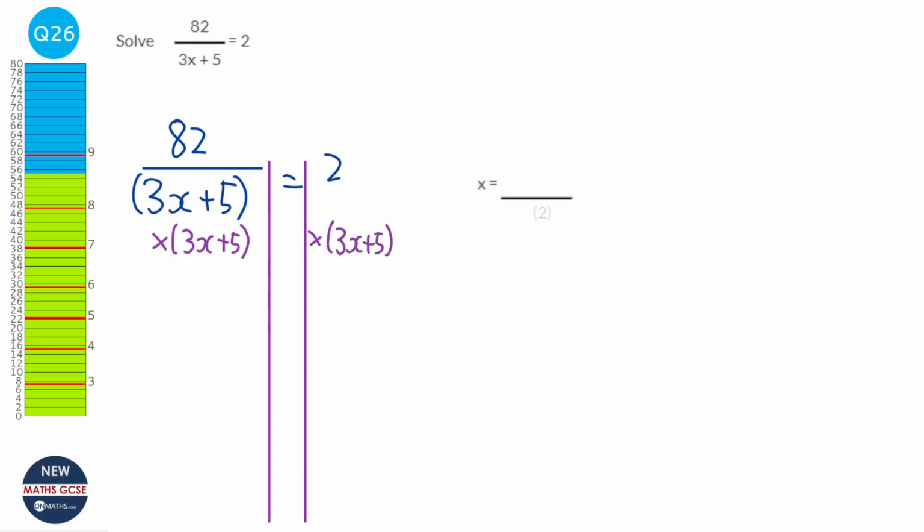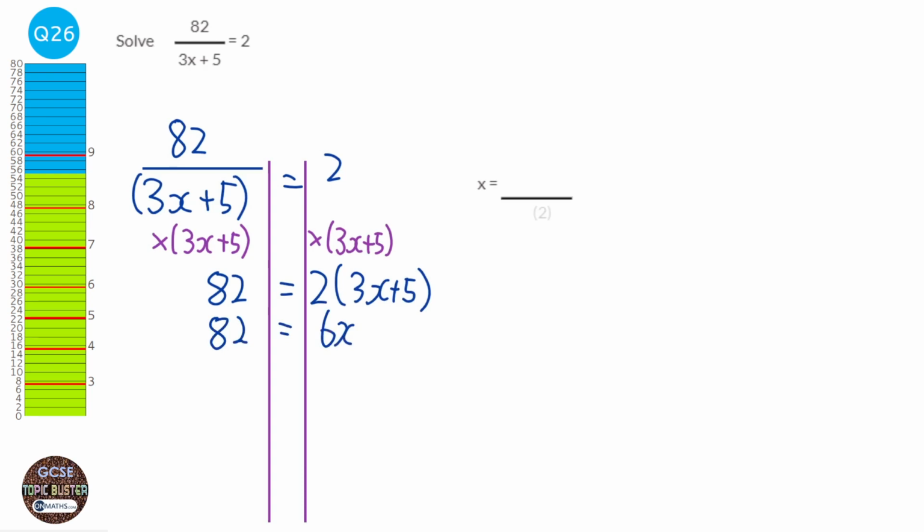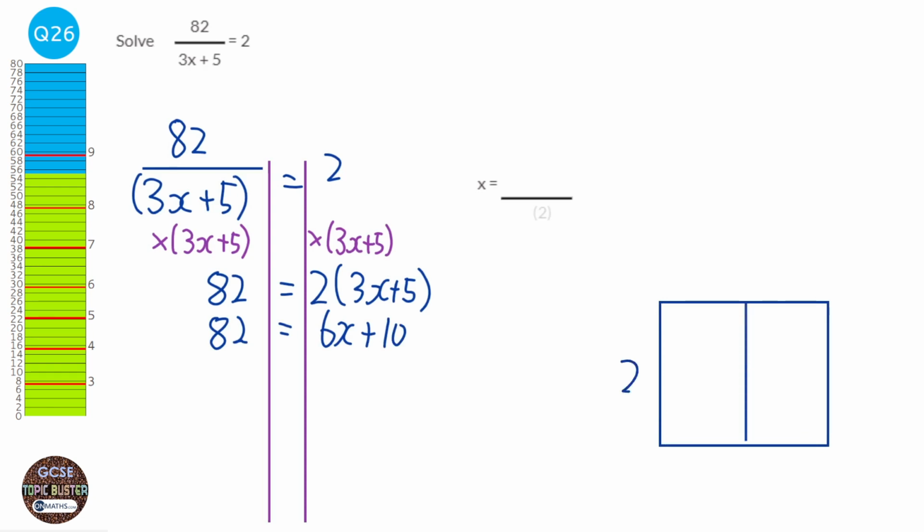Now on the left hand side that just gets rid of the fraction, so we're just left with 82. On the right hand side, well, we're doing the 2 times the 3x plus 5. Following my rules to get rid of all the brackets first. So 2 times 3x is 6x, 2 times 5 is 10. And you can use any method you want. Some of you might use this method where we've got the 2 here, 3x plus the 5, and then we times them, so it's 6x plus 10. That's how we can do it.